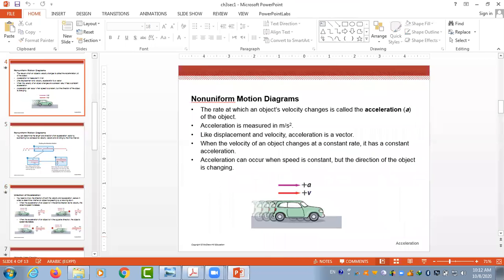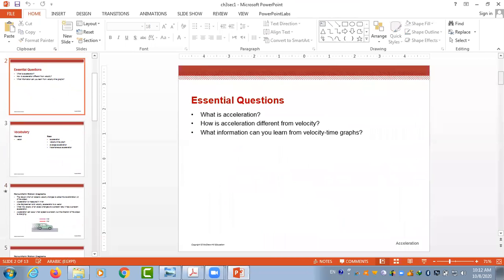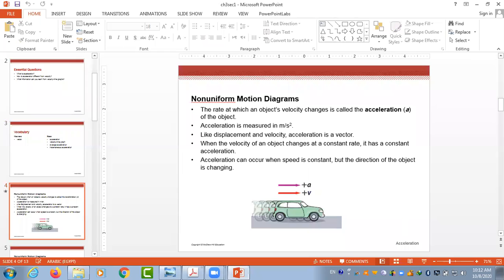For these points, do you have any questions, Shabab? Do you have any questions here? What is uniform, non-uniform?